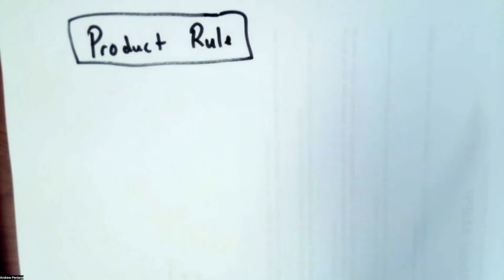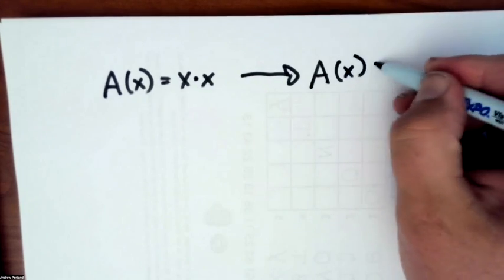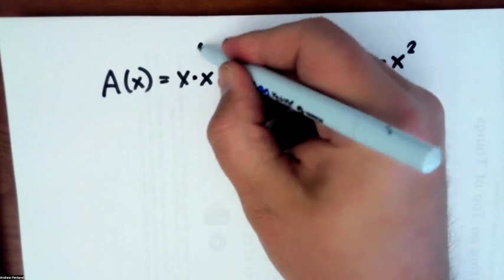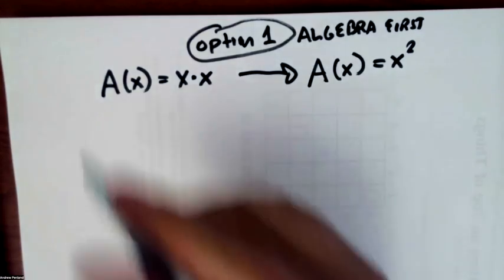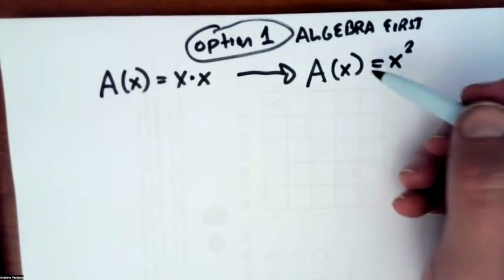So if you have one function multiplied by another function, you're going to be looking at product rule. Do you see any way to do this that does not involve product rule? So what is x times x? I could rewrite this as x squared. Option one is to do algebra first. So if I do algebra first, I just say, wait a minute, x times x is x squared.